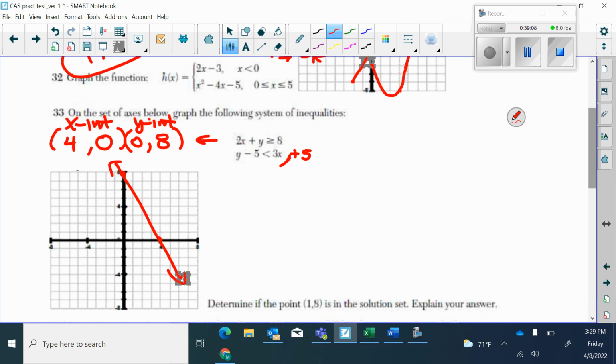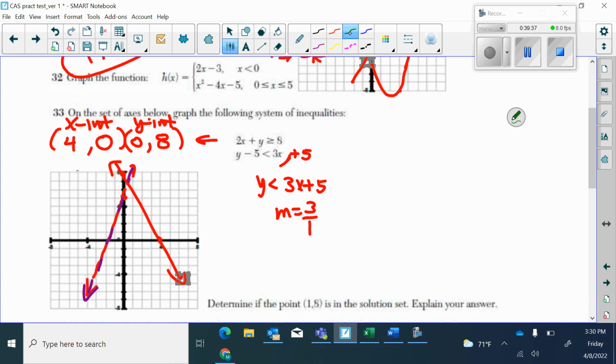Second one, we have y is less than 3x plus 5. You got your slope right there, 3 over 1. Y-intercept, 5. So I can go up 3, 1, 2, 3, and right 1, or I can go down 3, left 1. That one's dashed because there's no equal sign. Let me change the color so it stands out more. And we'll make our shaded part green.